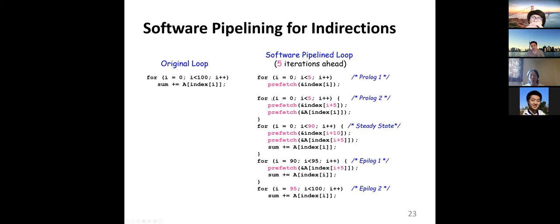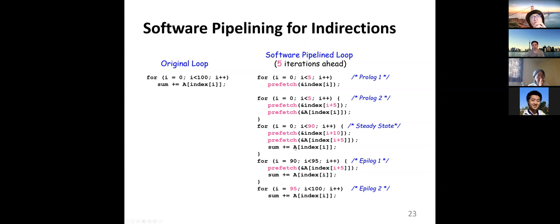Then in the next loop, I keep prefetching the next 6th to 10th indices from the index array. But now I also start prefetching the first 5 elements of array A, because for them the indexes were prefetched in prologue 1. Are you guys with me? Is it still clear? Then in the steady state, I'm going to run 0 to 90, not to 100, not to 95, where the indices go 10 iterations in advance. The prefetch for array A itself is going to be 5 iterations in advance.